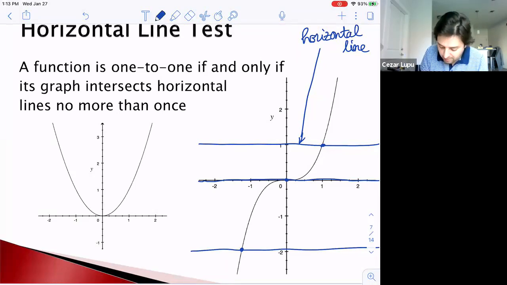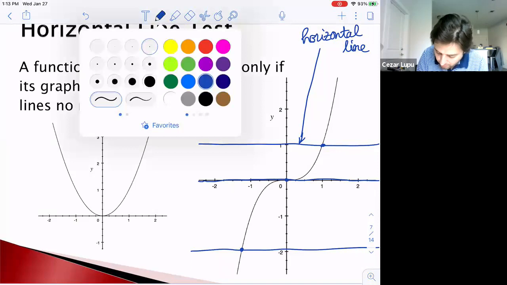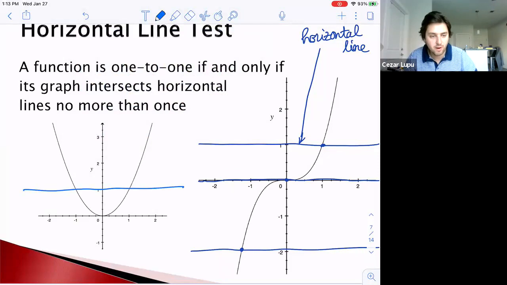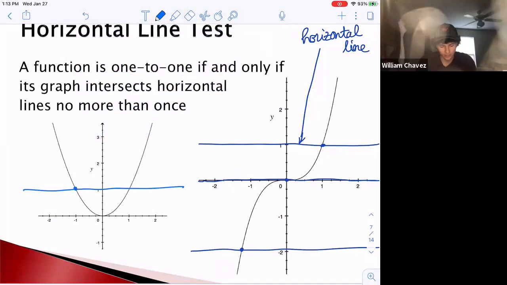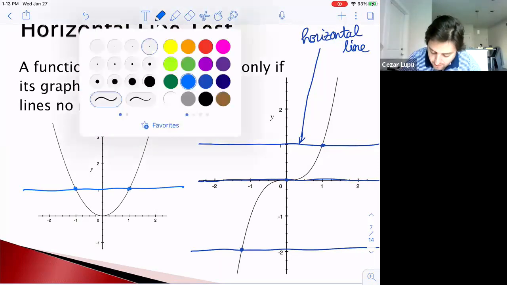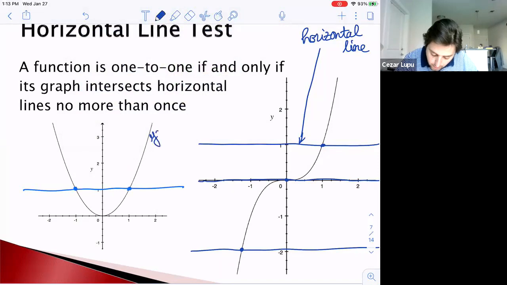But what if I do the same thing here? Let me take another horizontal line. For example, I'm going to take 1 here. How many times does this horizontal line intersect the graph? Twice. You see, you have 2 points here and here. And this is the graph of, let me say it again, y equals x squared. So this is the problem.